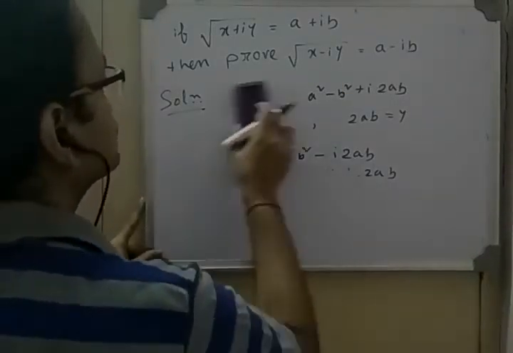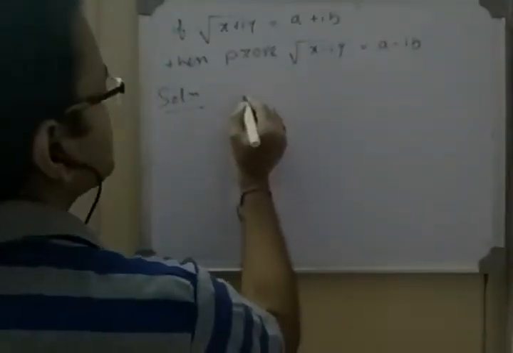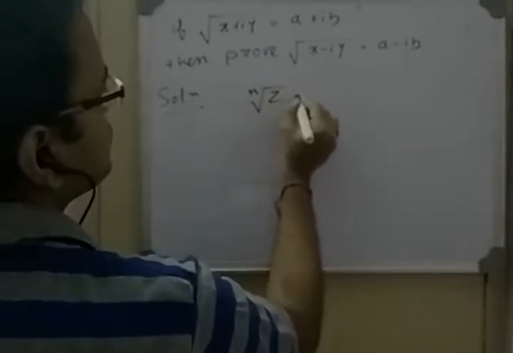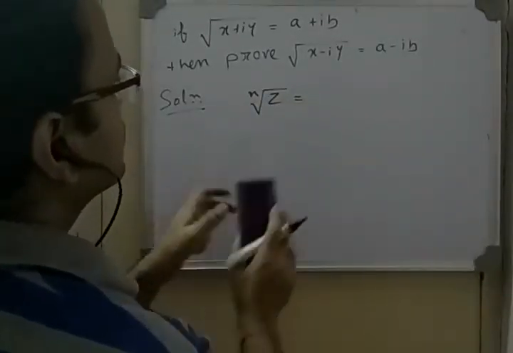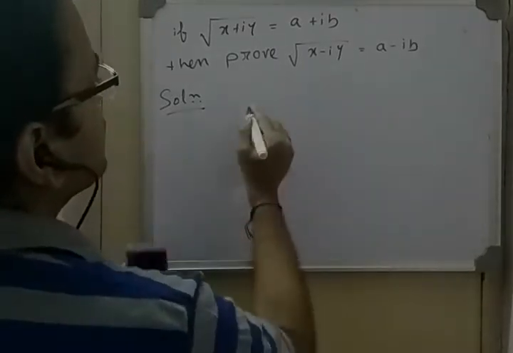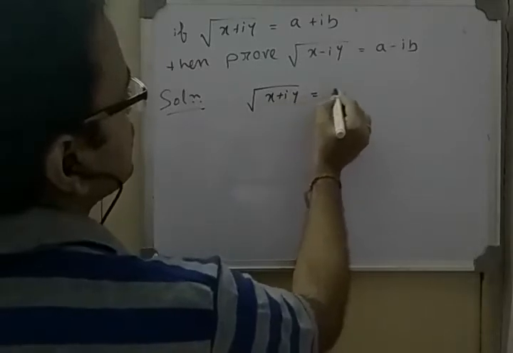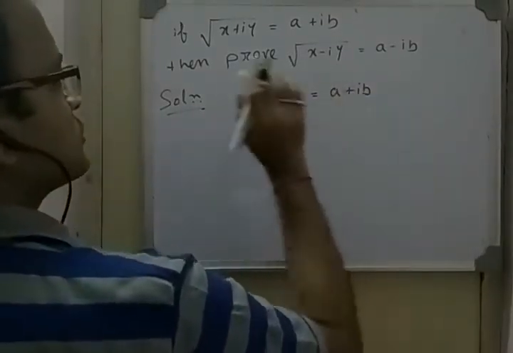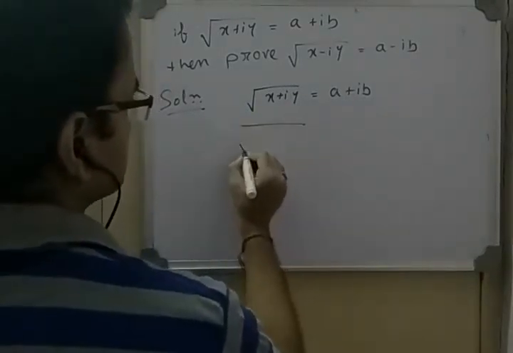But I will show you another way. We know that if z is a complex number, then nth root of z is also a complex number. We know that. Okay. So if root x plus iy equal to a plus ib, so this is also a complex number, this is also a complex number. So let's take bar on both sides.